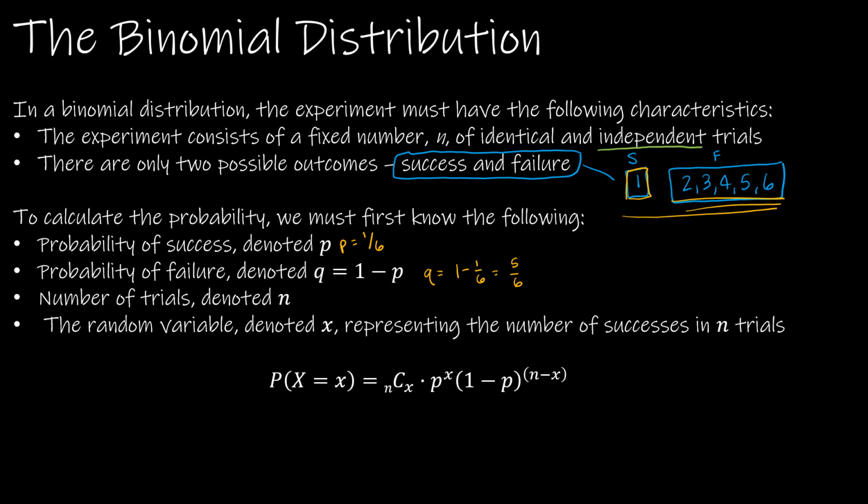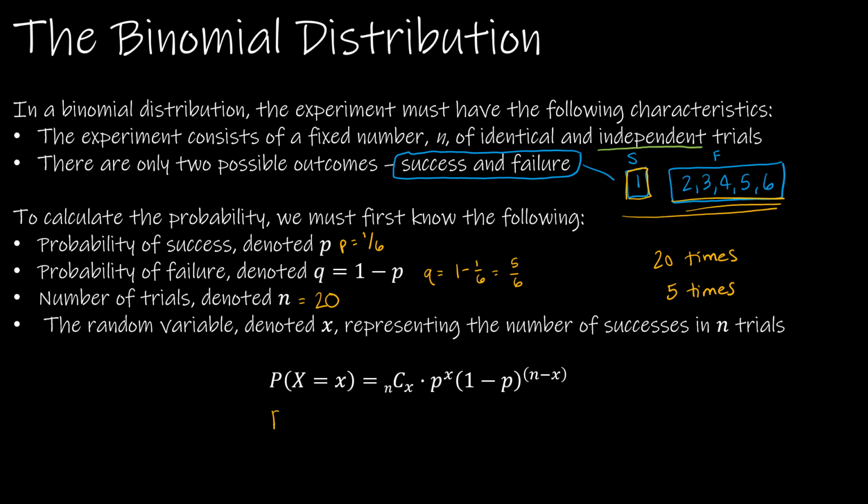And then the number of trials. So say I'm playing this game 20 times. Well, that would be my n value, 20 times. The random variable, which is denoted by x, would represent the number of successes that I'm looking to find the probability for in n trials. So let's say I'm going to play 20 times and I want to know the probability that I win 5 times. Well, then that would make x 5.